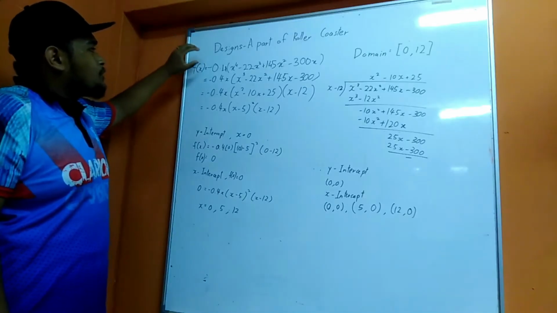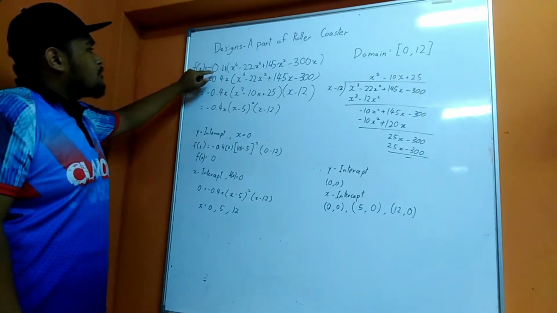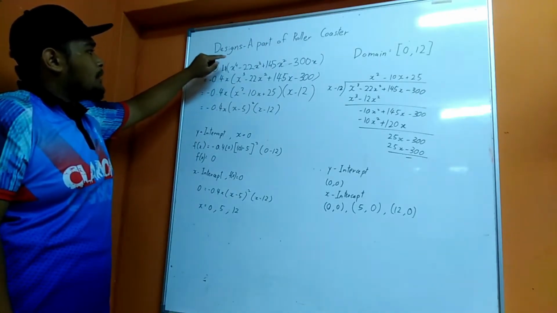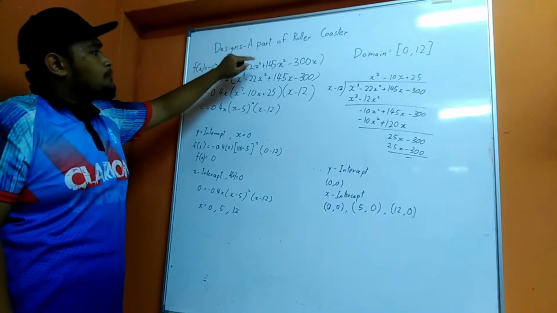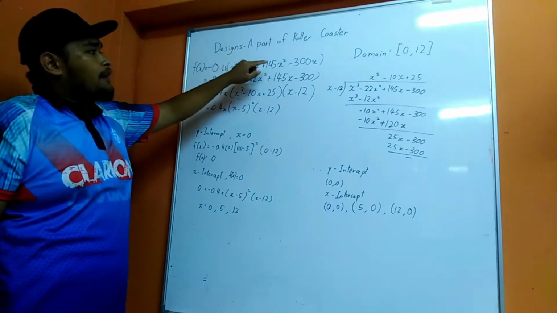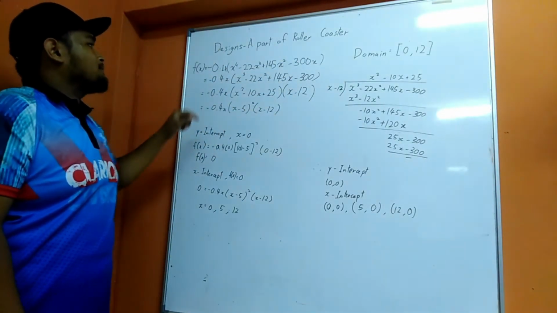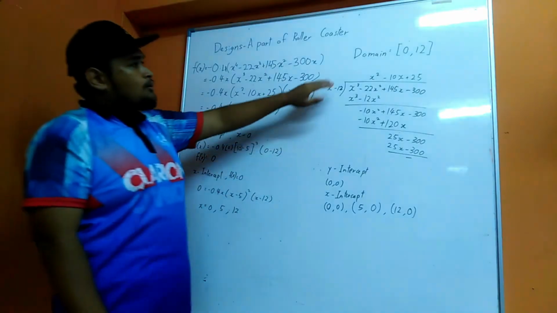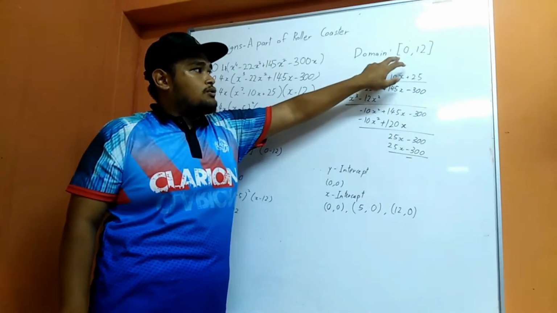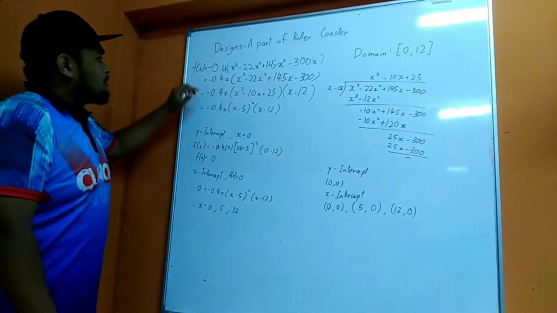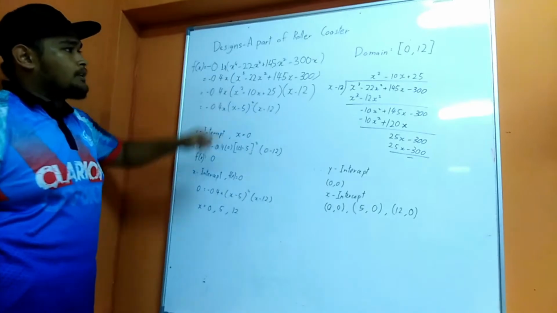So, the equation for a part of the roller coaster is negative 0.4 times x to the power of 4 minus 22x cubed plus 145x squared minus 300x. We set the domain for this equation as 0 to 12. First step, we must factor out x from this equation.